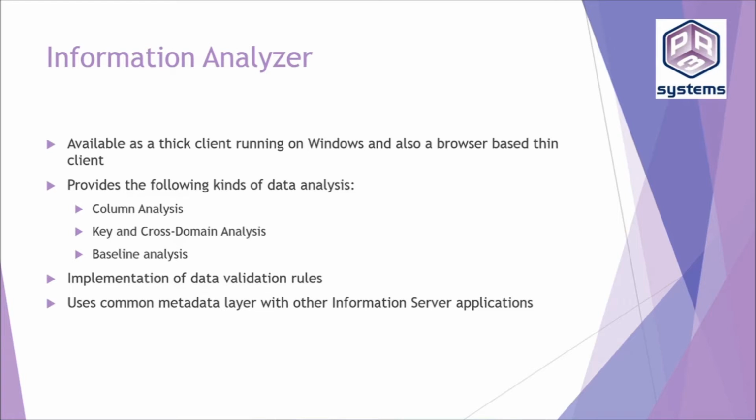You can also do a baseline analysis. So for example, you start with the process, you fix some data quality issues, and then you can compare how exactly you are improving with respect to your data quality, and this can be done by using a baseline analysis. You can also implement a lot of data validation rules. We'll talk about how you can do that in a subsequent presentation in future, but we'll talk about column analysis in this presentation.